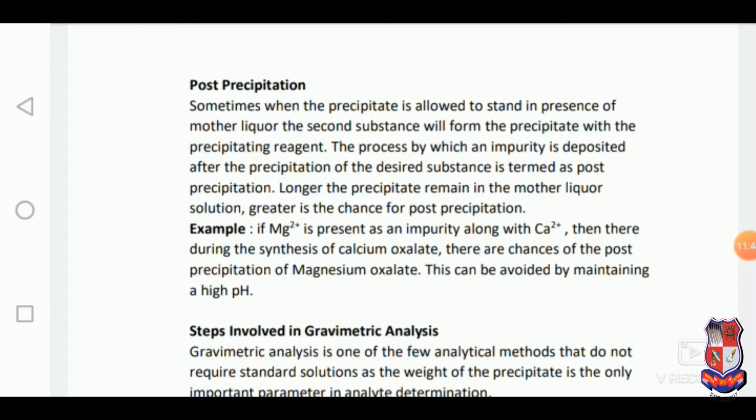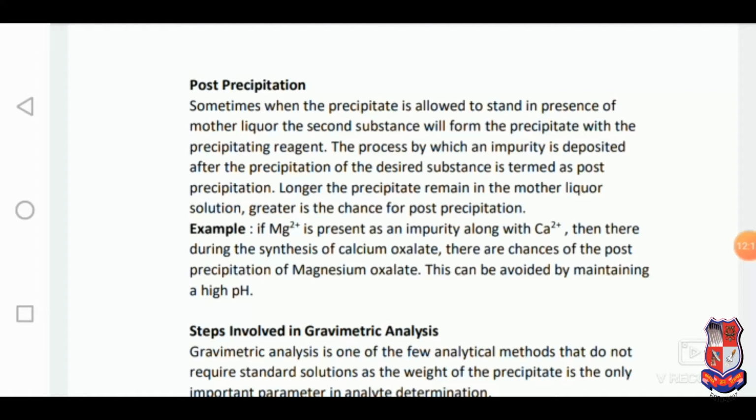The GTU most important question: differentiate between co-precipitation and post-precipitation. So how can you differentiate it? By adequate, proper use of language and sentence construction. There is no need for complex sentence formations. Simple sentences can easily be used in your answer so that the examiner can understand how you are writing and what kind of views you are presenting.